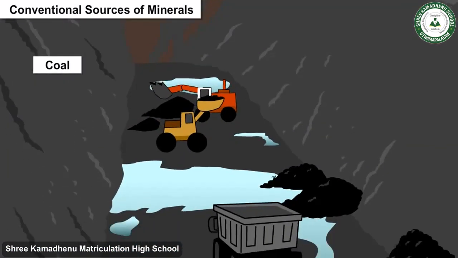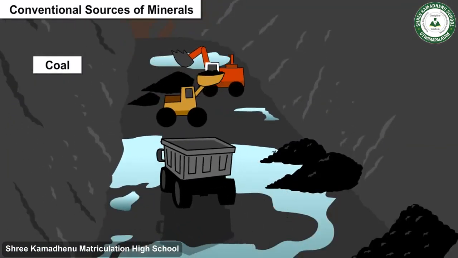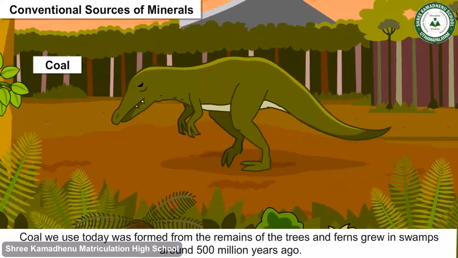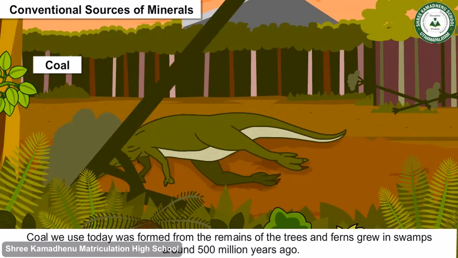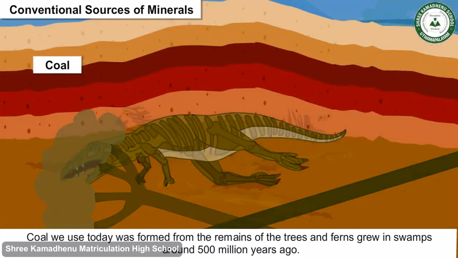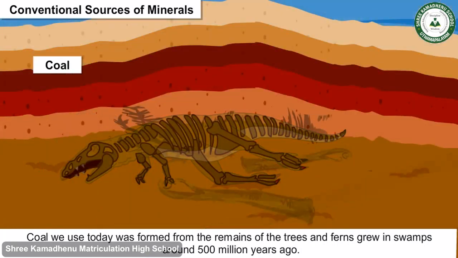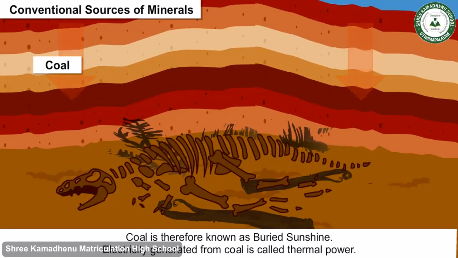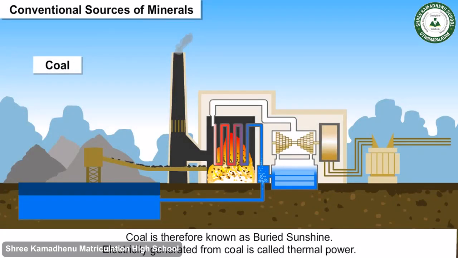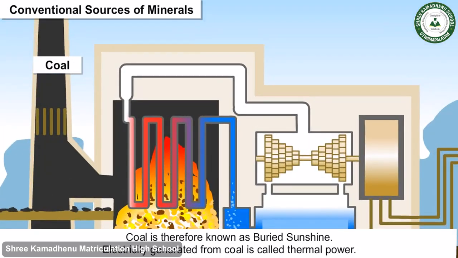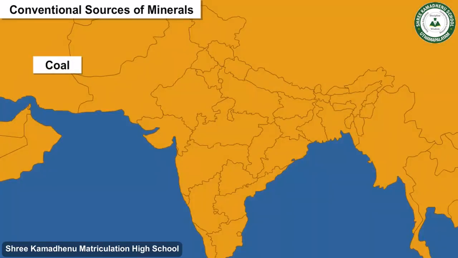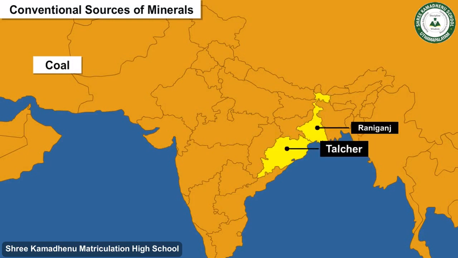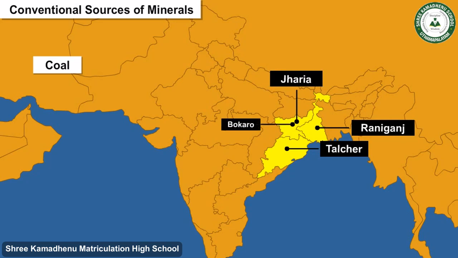Coal. Coal is a major conventional energy source. The coal we use today was formed from the remains of trees and ferns that grew in swamps around 500 million years ago. Coal is therefore known as buried sunshine. Electricity generated from coal is called thermal power. Important coal fields are Talcher, Raniganj, Jharia, Bokaro, etc.